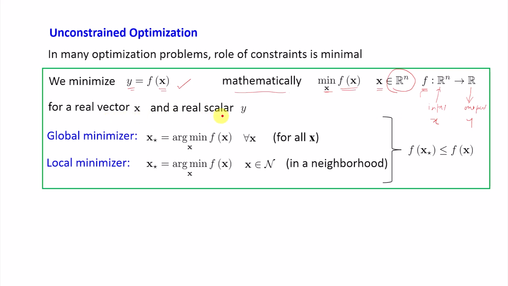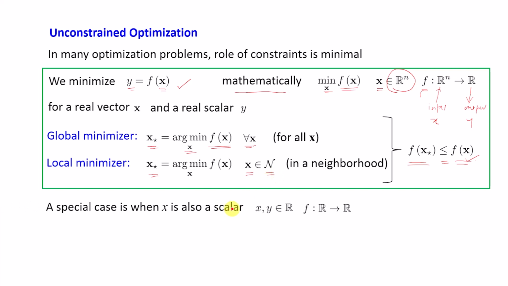So for a real vector x and a real scalar y, the global minimizer, that is x star, is the value of x which will minimize f(x) for all x. This inverted A sign means for all, so there is no need to get intimidated with this. These are just symbols which help us to write briefly. So for all x, if we find a value x star given by this x which will minimize f(x), then we have the global minimizer x star. Similarly, the local minimizer x star does the same thing, but not for all x. This is for x which is in a neighborhood of this point x star. That neighborhood could be anything that you can define. In any case, whether global or local, f of x star must be less than or equal to f of x. In case of global, this x can be anywhere. In case of local, this x will be within the neighborhood.